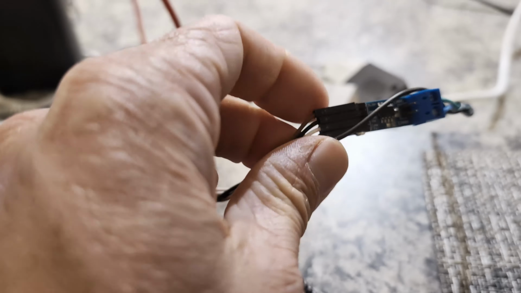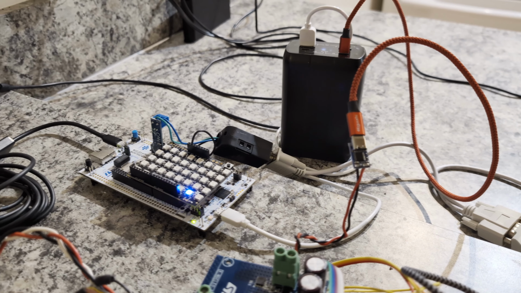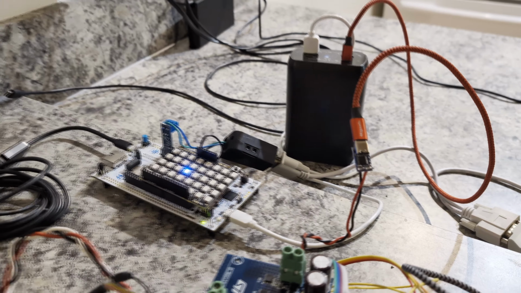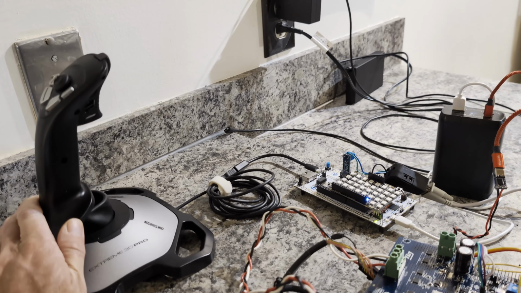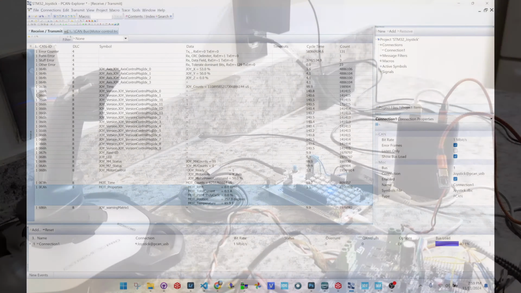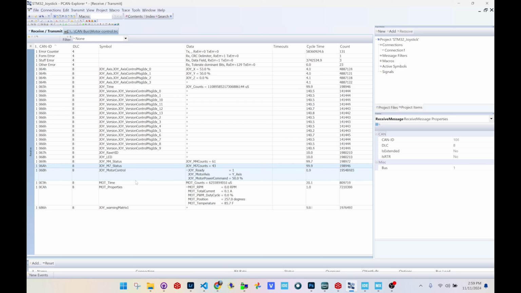It uses an off-the-shelf CAN transceiver and is connected to a CAN dongle so that you can see the signals on the laptop. You can also see the joystick position with the NeoPixel display. When I look at the CAN bus signals in PCAN Explorer, which lets you visualize CAN bus signals, the signal that I'm going to show is for the motor feedback.